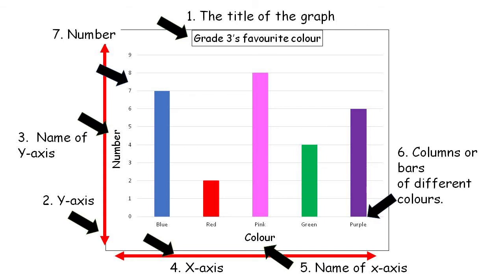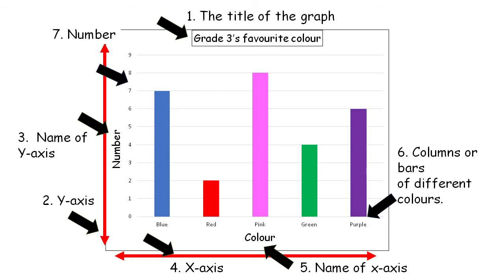So the first thing we look at is the heading. So number 1, you'll see it's the title of the graph, the heading, the grade 3's favorite color. Okay, so we're not doing the example, we're doing a different one. So we're looking at the favorite colors of the grade 3's. That's our heading. Now we're going to look at number 2, which is this y-axis on the side here. So that is the next thing we need. We first need to have a y-axis drawn in, going from bottom to top.